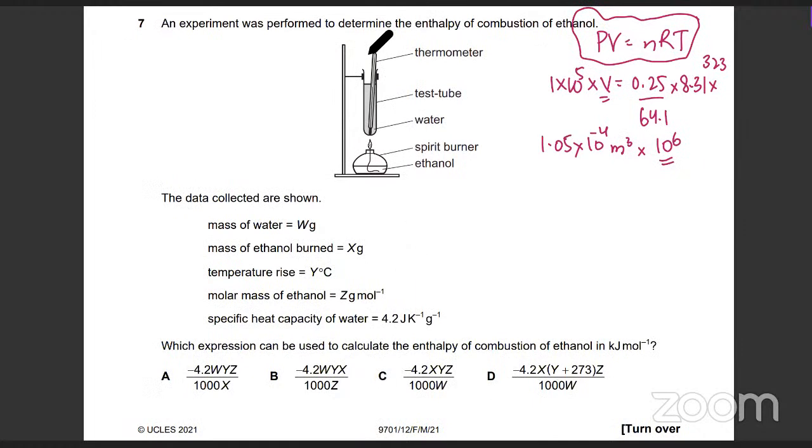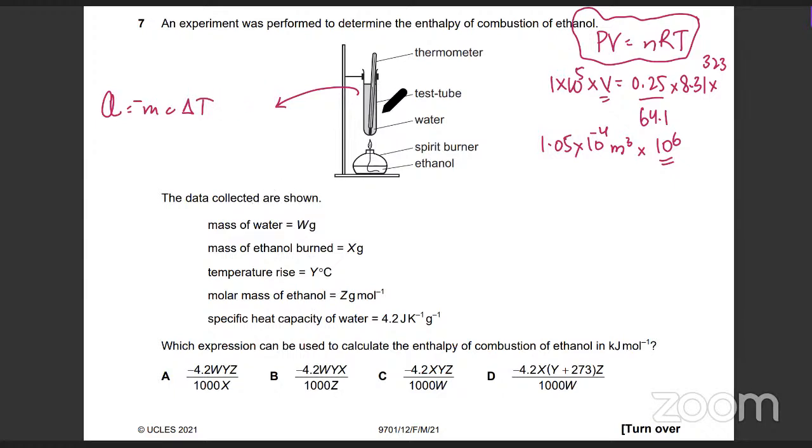As our next one, an experiment is performed to determine the enthalpy of combustion of ethanol. The data collected are shown: mass of water, mass of ethanol burned, temperature rise, molar mass of ethanol, specific heat capacity. Which expression can be used to calculate the enthalpy of combustion of ethanol? First thing, the heat energy is being absorbed by the water. So how do you calculate heat energy? Q is equal to mc delta T, or specifically minus mc delta T, if you take delta T as the final temperature minus the initial temperature. Because it's exothermic, it's minus mc delta T.